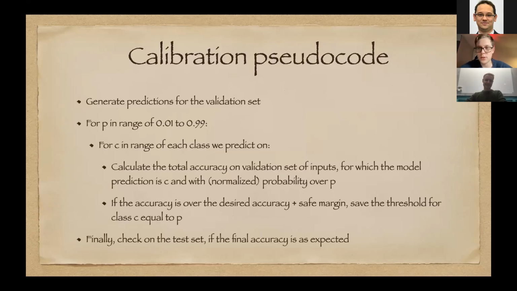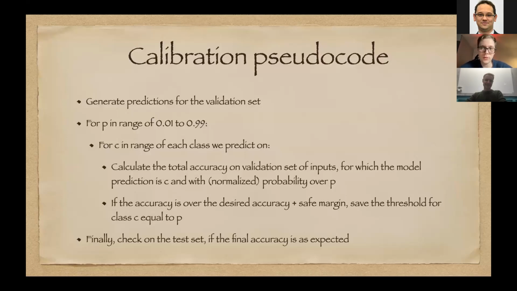First of all, we generate predictions for a validation set, as usual. But then we iterate over different possible thresholds, typically from 0.01 to 0.99. Of course, those thresholds can be normalized in a different way, or maybe you want to have more granular thresholds, but that's typically what works. And then for each class that we can predict, so in our toy example, cats and dogs, for each threshold, we want to calculate the total accuracy on the validation set of inputs for which the model prediction is C and with normalized probability over P.